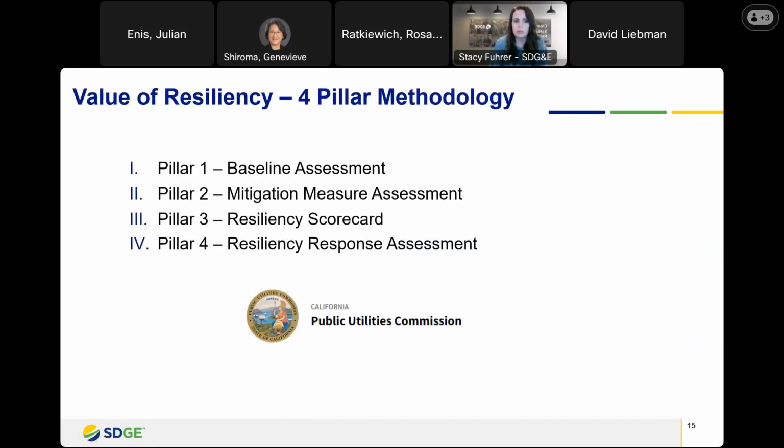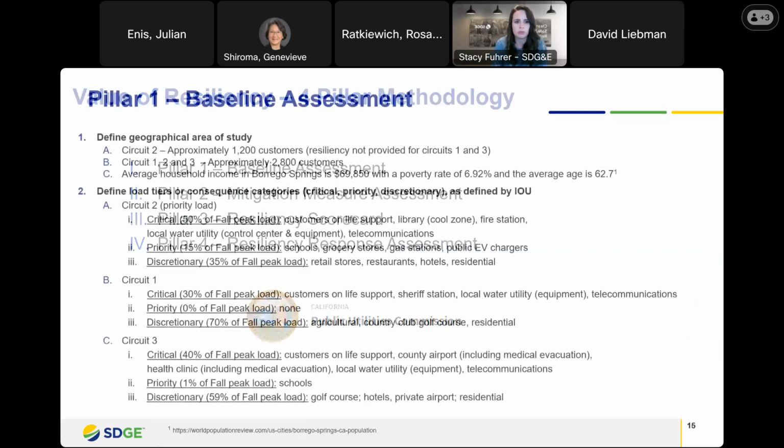At this point, I will transition into SDG&E's evaluation of the 4-pillar methodology. So if you transition to the next slide, we can start with pillar 1.